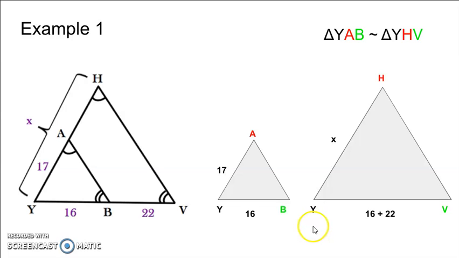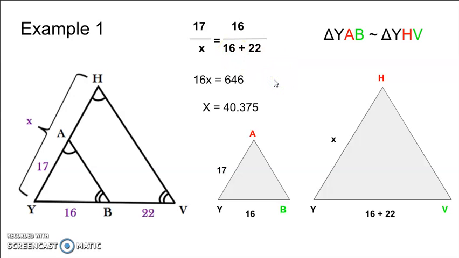Knowing this now, I can match up my corresponding parts. I know that 17 corresponds to X, so 17 over X has to be proportional to 16 over 16 plus 22. Alright, so I set up my proportion here, and of course now I can just simplify. Of course I do recognize again 16 plus 22 is 38. I'll cross multiply. I get 16x is 646, and solving I end up getting that x is 40.375.